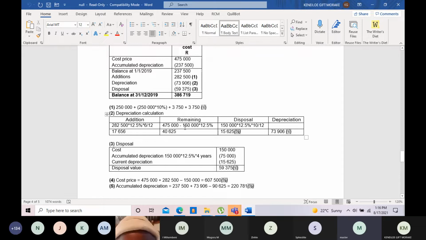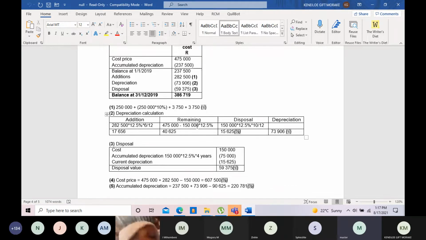475, you know this amount. 475, it is there on top of the information. So they subtract the 150,000. I want to talk about this, the subtraction that you see there. Do not subtract the 150,000 from the 282,500. You subtract the disposal from the original cost.